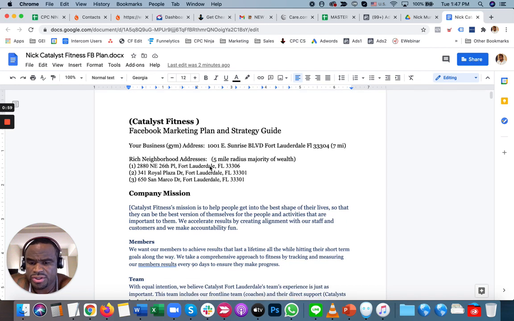So the first thing we want to do is put in our address and locations of where we believe our avatar is. For example, this client wants to target people who are in very wealthy areas because his avatar are wealthy business people or wealthy corporate executives. So we put in a few addresses of certain people inside of these columns right here. Go ahead and take some time to do that if you're working on your PDF or on your Word document with me right now.